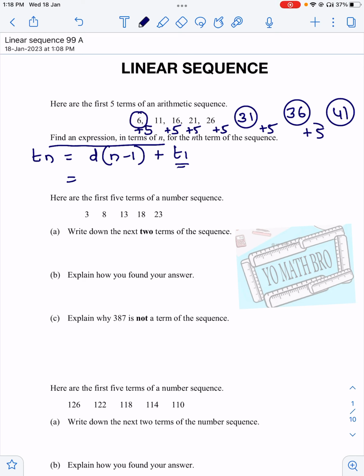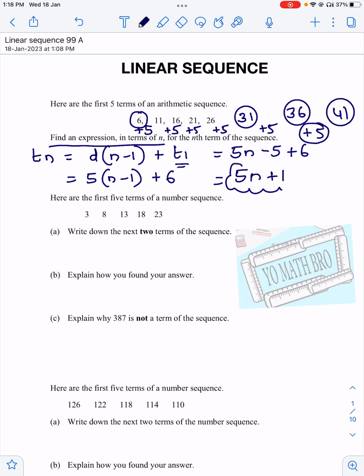And what is the difference we got, my dear students? It's 5. So I write 5 bracket n minus 1 plus the first term. First term is 6. So I open the bracket, 5 into n, 5n minus 5 plus 6, by which we get 5n plus 1, since 6 minus 5 is 1. This is my nth term.